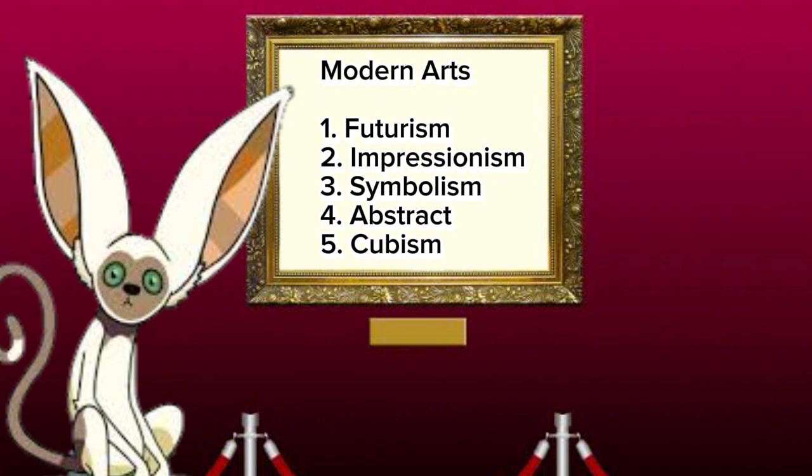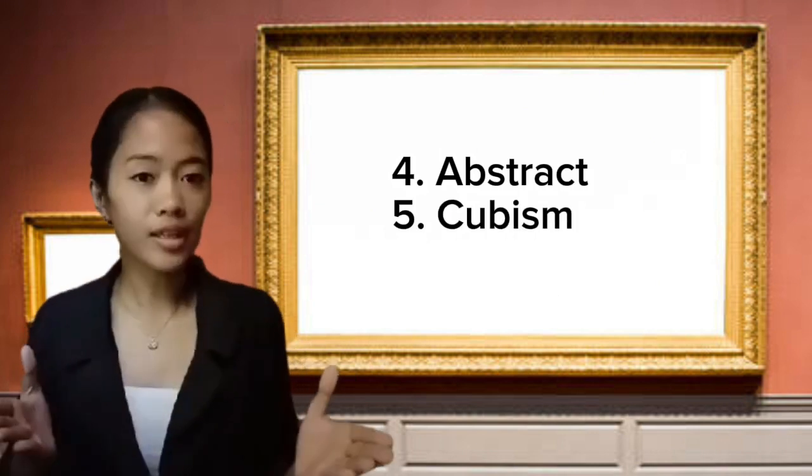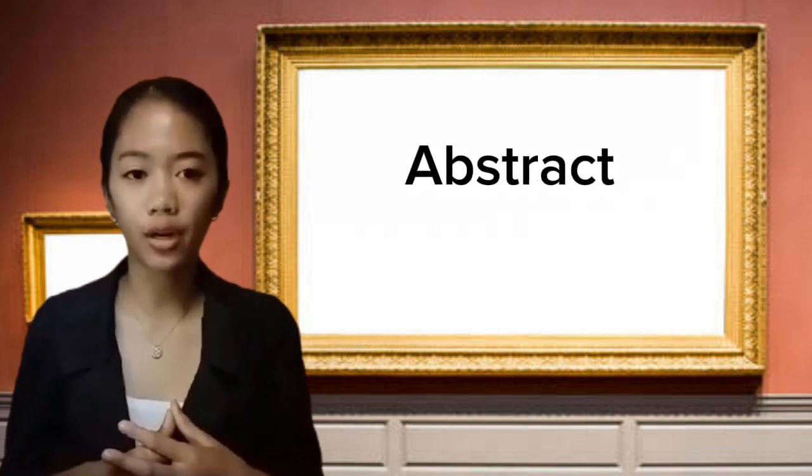And now, let's move on to the fourth and fifth examples of modern art, which are abstract art and Cubism. Hello everyone, I am Ashley, and I am about to discuss abstract art and modern art Cubism. But first, let's talk about abstract art.